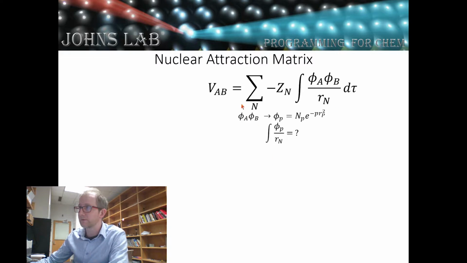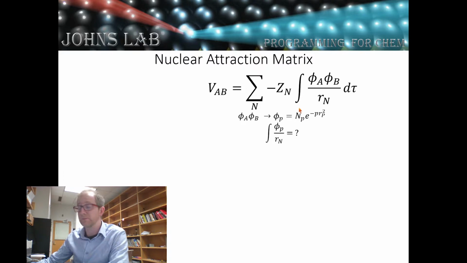So the nuclear attraction matrix that we're going to write is V_AB. Each element, V_AB, is going to be a sum over all of the nuclei times minus Z sub n, which is the charge of each nucleus, times the integral of phi A times basis function B divided by distance from each nucleus, integrated over all space.